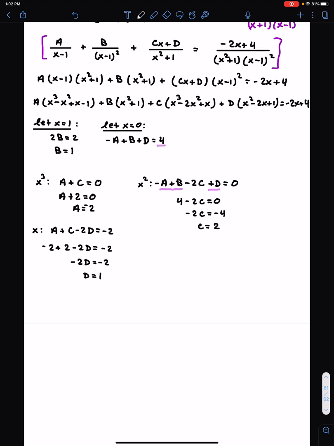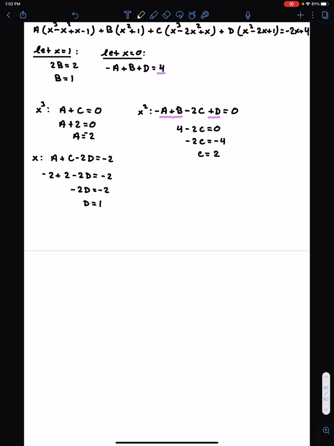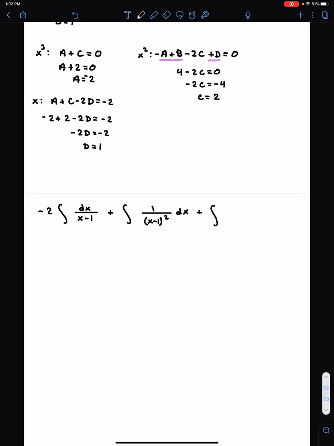So if I plug in a, b, c, and d into the fractions, negative 2 times the integral of dx divided by x minus 1, plus the integral of 1 over x minus 1 quantity squared dx, plus cx plus d, or 2x plus 1, divided by x squared plus 1 dx.